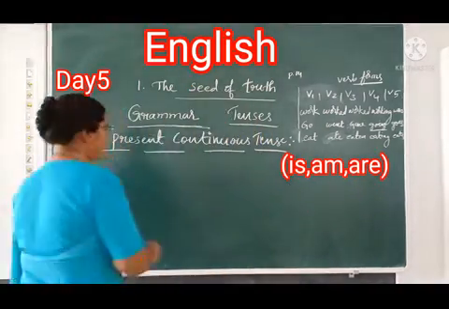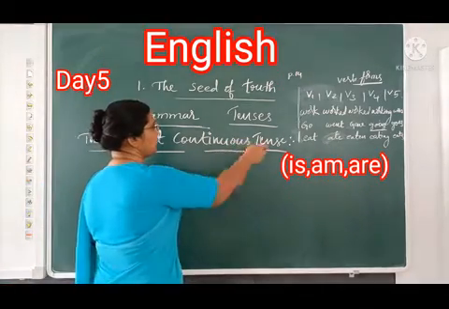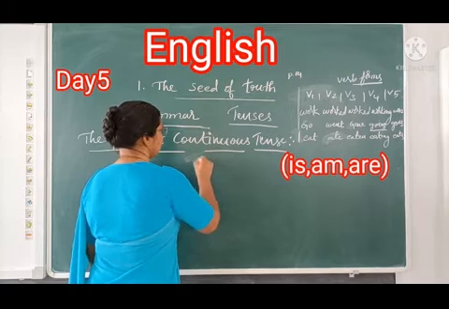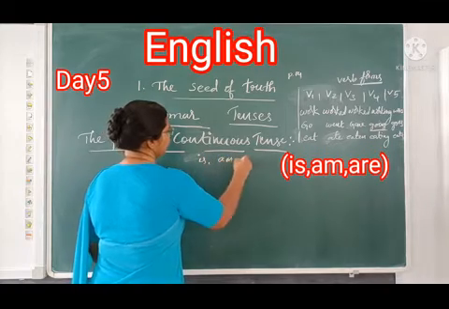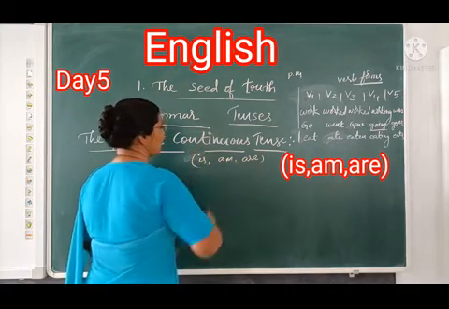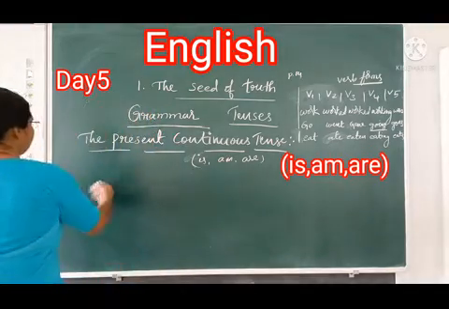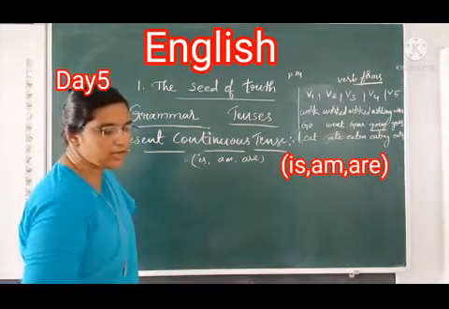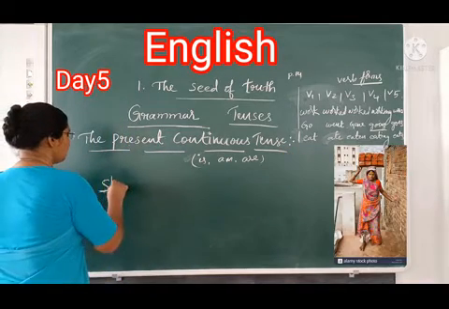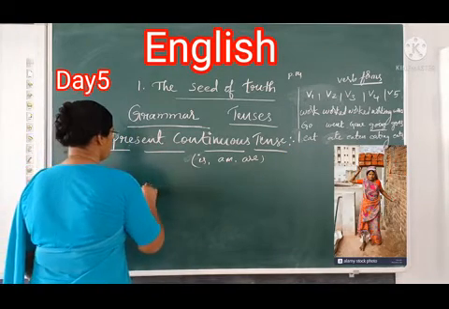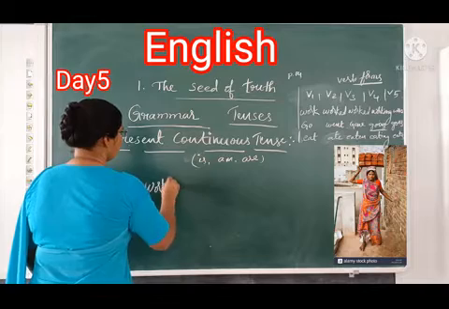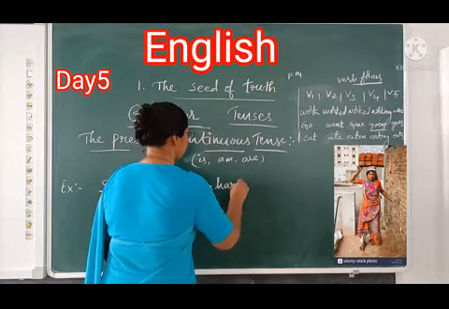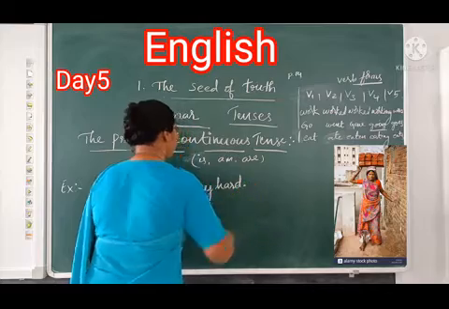She is working very hard. So for present continuous tense, the verb forms are am, is and are. These are the verb forms. Now, for example, she is working very hard. She is working very hard.